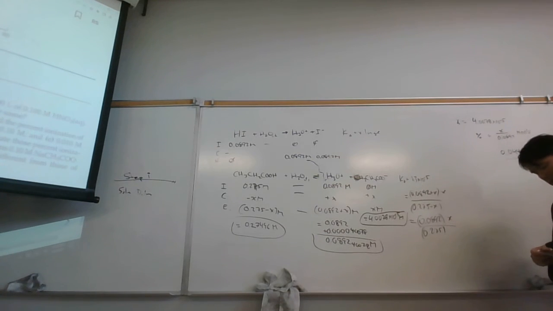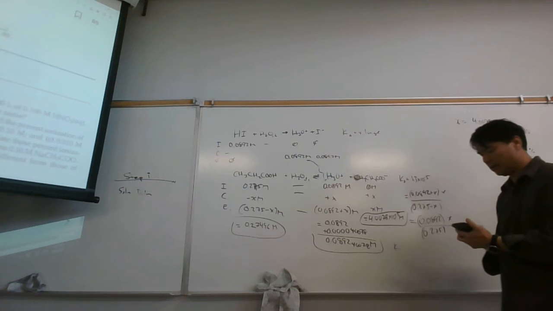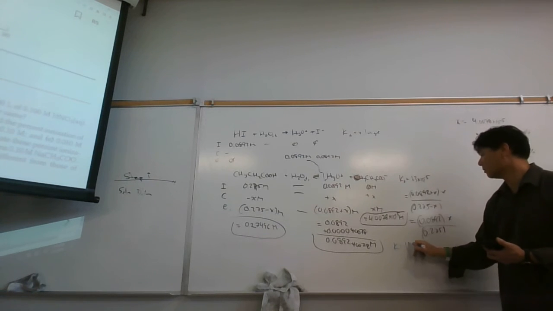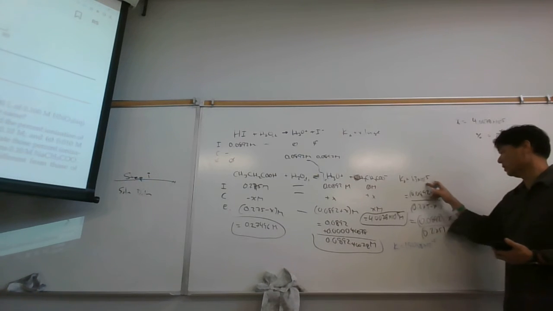Okay, so let's double check to make sure this is the proper K value. So 4.0078 times 10 to the minus 5 times 0.089240078 divided by 0.27496. So K comes out to 1.3008 times 10 to the minus 5. So it looks good.